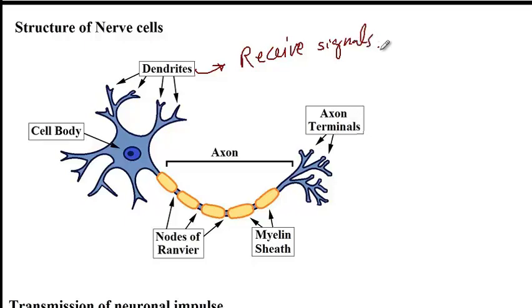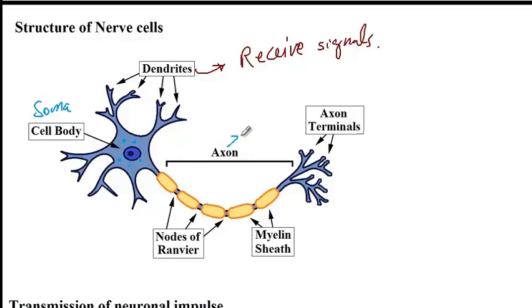Next we have the cell body or soma, which contains the cell nucleus, mitochondria, and other organelles. Now the signal that is received by dendrites, if it's significant enough and large enough, then the soma or the cell body will relay this signal to the axons. And so next we have axons, which is basically a structure that conducts impulses away from the cell body.